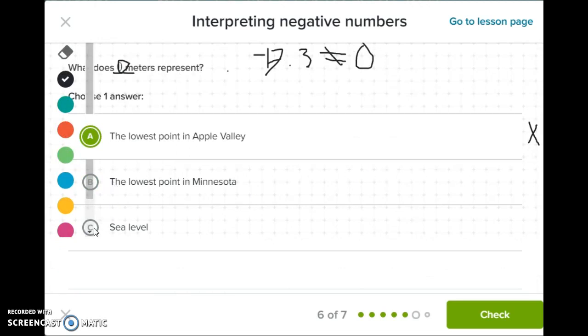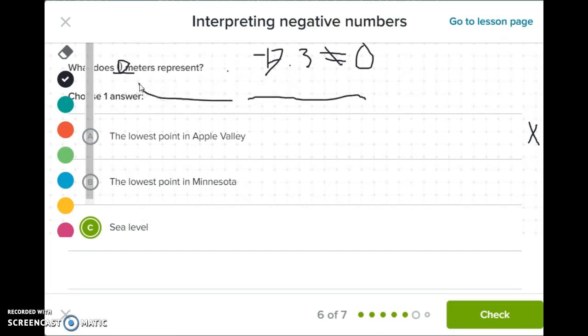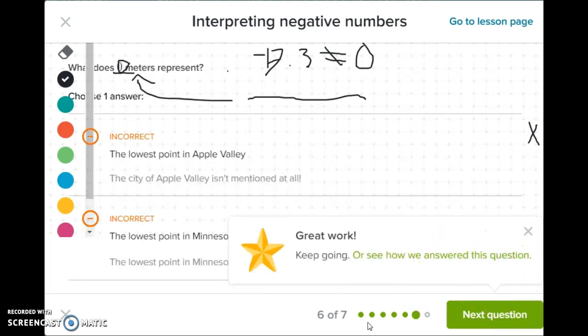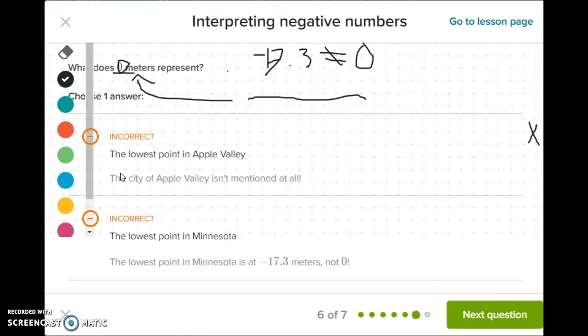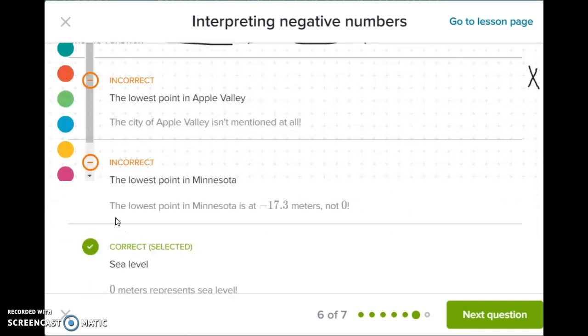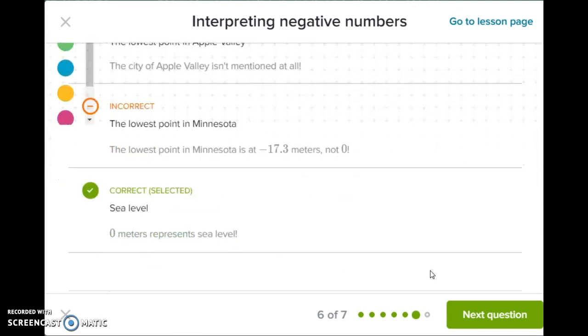So we know that that is sea level, because sea level is just straight and it is 0. So, the city of Apple Valley isn't mentioned at all. Like I said, it has no relevance. The lowest point in Minnesota is negative 17.3 meters, not 0, as I said. And 0 meters represents sea level.